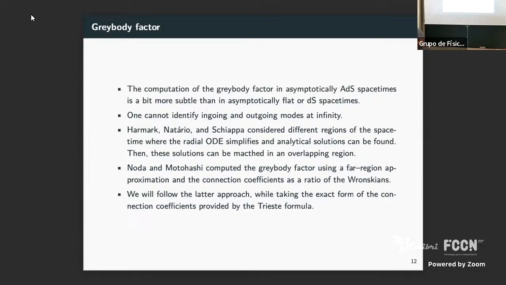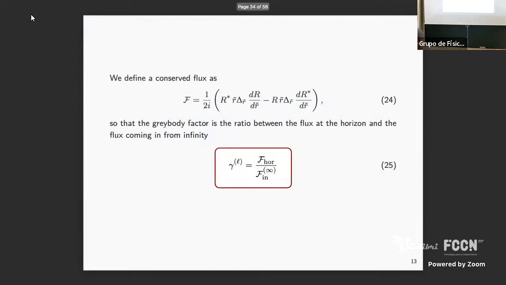How do you define that? You define the fluxes at infinity and at the horizon, then you take the ratio. You see that these fluxes can be expressed in terms of the connection coefficients. So this is the computation that we will do, just the ratio between the fluxes.